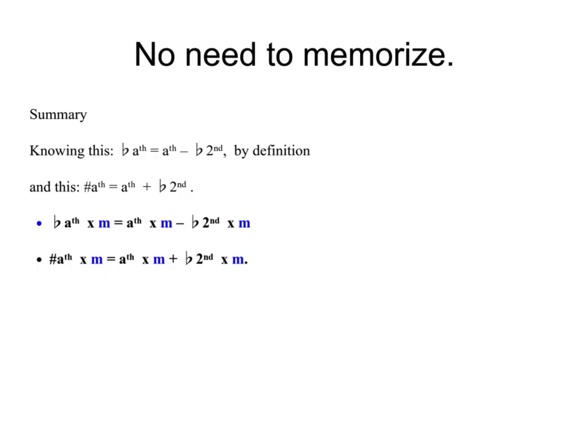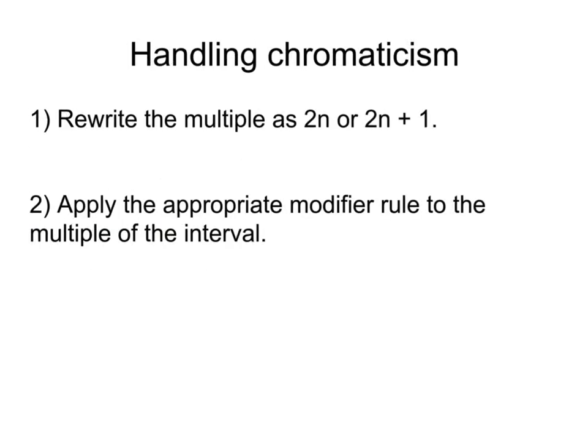So a diminished eighth interval times m is equal to the eighth interval times m minus, you just distribute the m, the minor second times m. And the augmented eighth interval times m is equal to the eighth interval times m plus the minor second times m. We just added a factor of m. If you can handle multiplying minor seconds, then you can easily get the multiple of the diminished or augmented from the multiple of the unaltered interval.